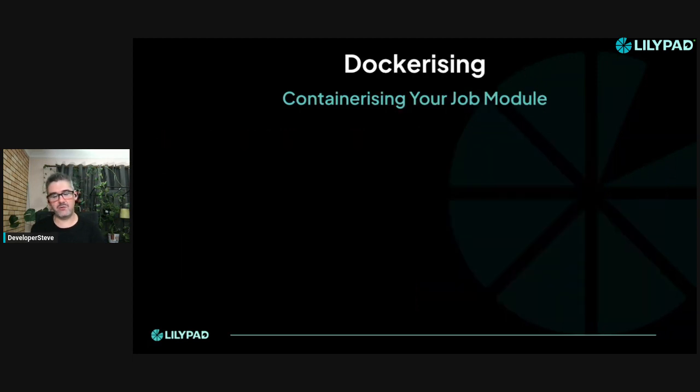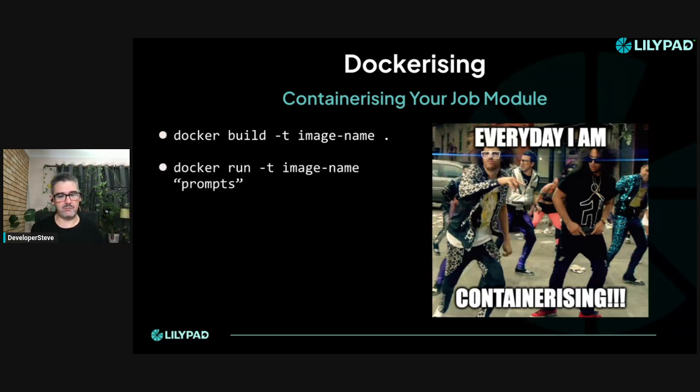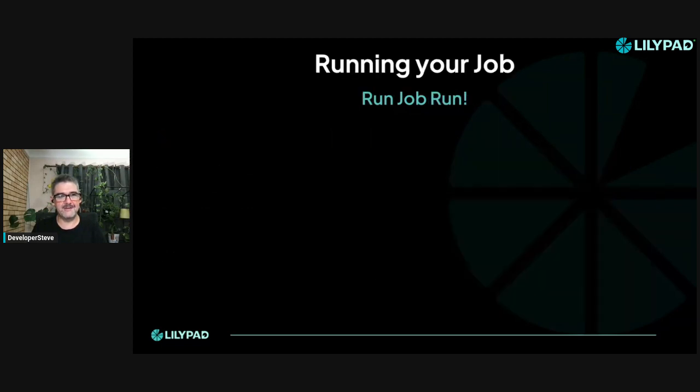On the containerizing, Dockerizing side of things, every day I'm containerizing lately. Yeah, that's me. Pretty easy: you build using a normal Docker engine. In your development environment, you likely already have Docker, or you can install it. Essentially you build your container there first and then use it in your Dockerized environment, just using some prompts. Then it's just a matter of tagging and pushing to your Docker Hub so that you can reference it inside your job run, which brings us to your job run.